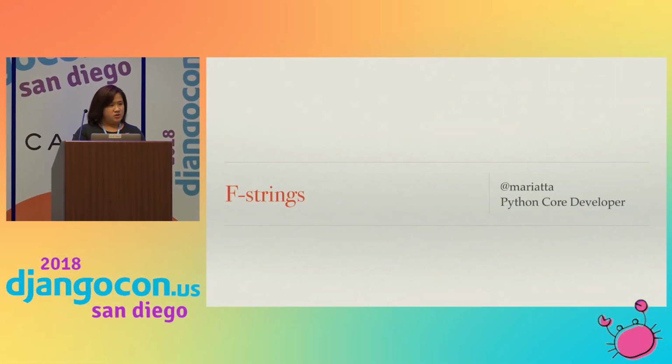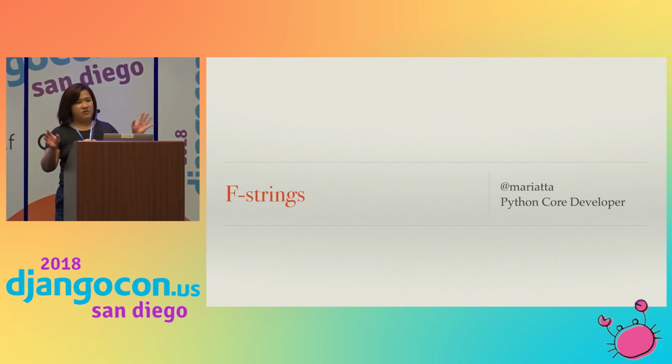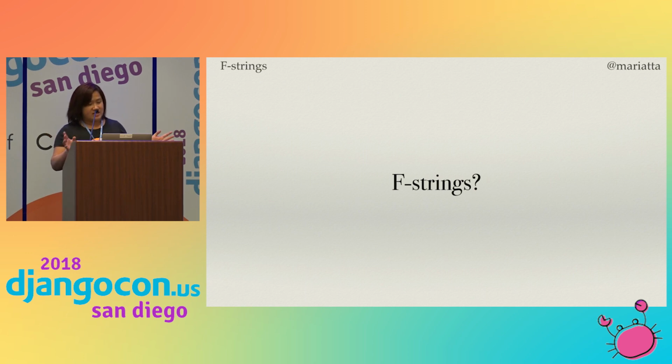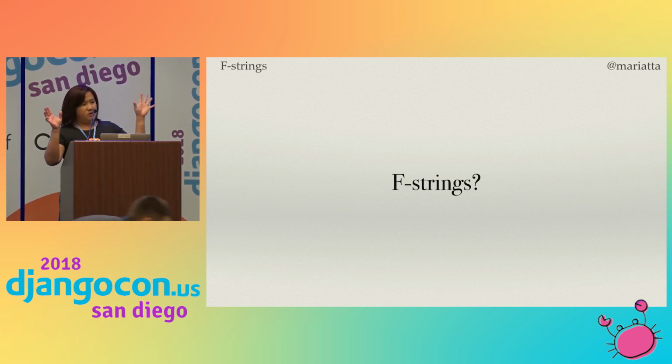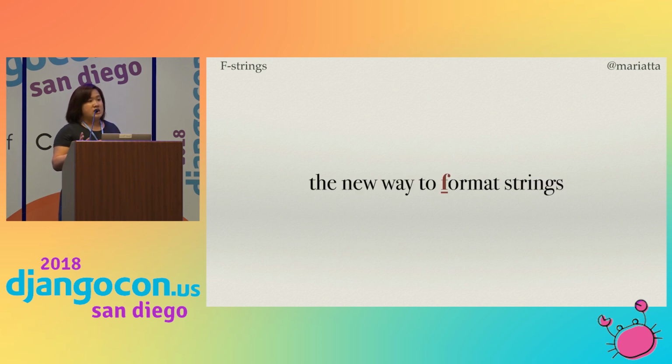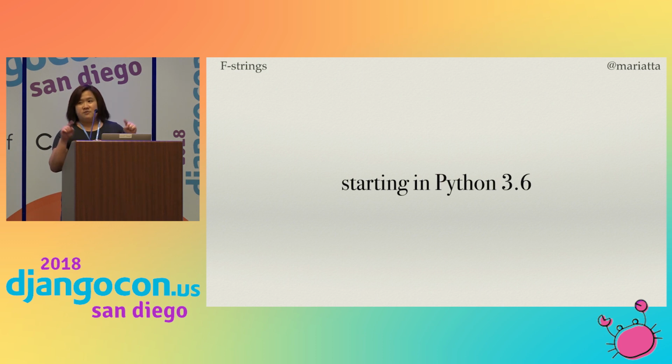I am one of the Python core developers. One of my favorite features of Python is called f-strings. And you're probably wondering, for some of you who haven't upgraded to the newer Python version, still using Python 2.7, what are f-strings? It's the new way to format strings. And you can do this if you have Python 3.6.